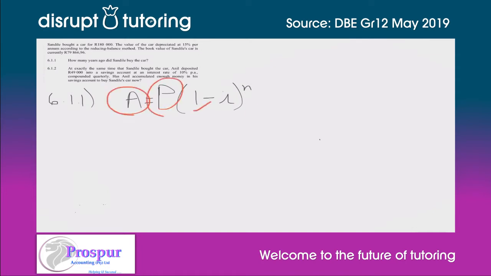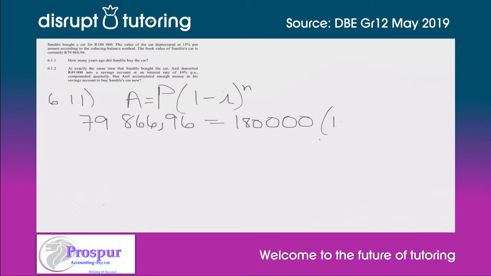So let's plug in all of the values we know. The accumulated amount here is going to be what the car is currently worth, which is 79,866.96. The principal amount is going to be 180,000, so that's the amount that Sandile paid for the car. Then we've got 1 minus, and the depreciation rate is 15%, which is quite high, so it's 0.15. And then we've got the n, which we are trying to solve for.